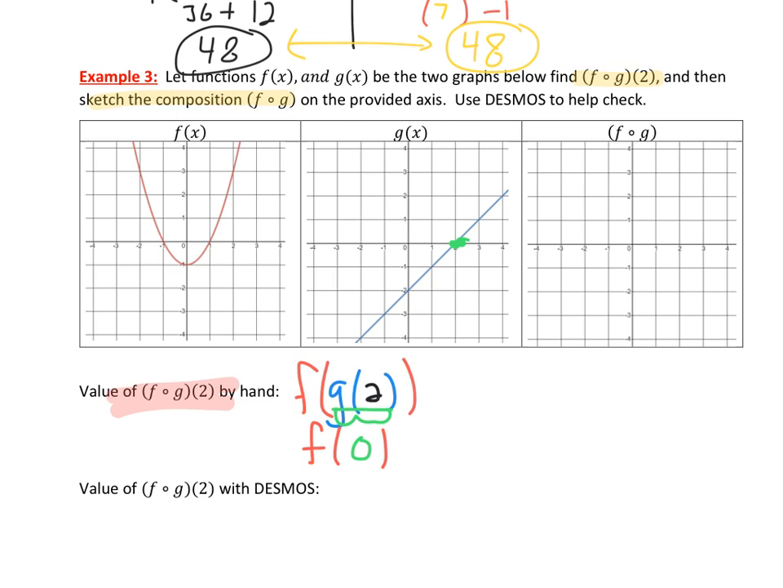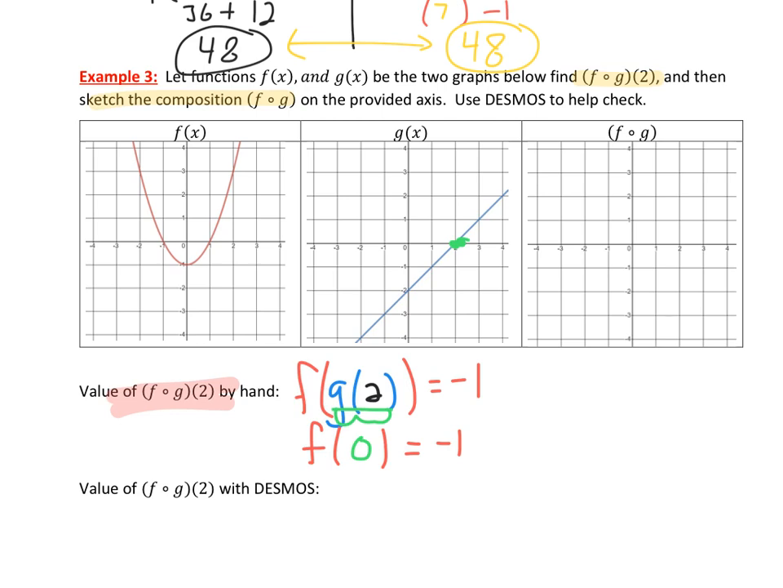Now I'm going to take that result, the 0, I'm going to look at f of 0. So I'm going to go over to the f of x graph. I'm going to look for the x value of 0. Here's the x value of 0. What's the y value here? And go and find my graph. The y value here is -1. So f of 0 is -1, which means f of g of 2 is -1. So that is how we do it by hand.